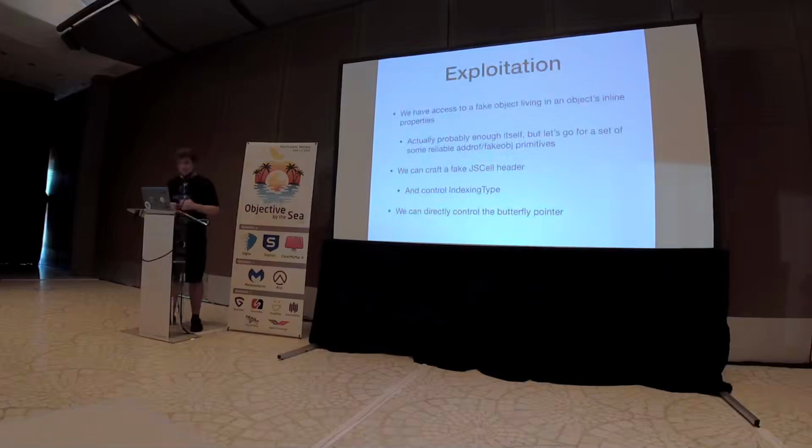And I mean, we have access to a fake object living in an object inline property cache, and actually, I mean, that alone is enough for code execution, but it's very convenient if you're in the business of writing exploits to have a standard set of primitives, so they can be plug and play in case a bug dies or something like that. And those primitives tend to be the address of and fake object primitives.